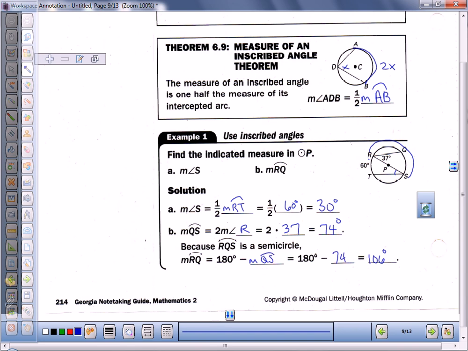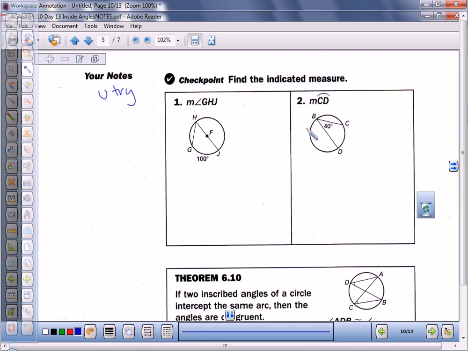Okay. You try 1 and 2 at the top of the next page. Okay. Please try numbers 1 and 2 at the top of the next page.